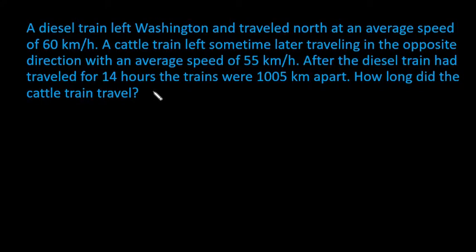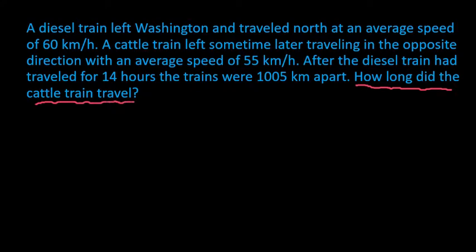A cattle train left sometime later, traveling in the opposite direction with an average speed of 55 kilometers per hour. After the diesel train had traveled for 14 hours, the trains were 1,005 kilometers apart, and we want to know how long the cattle train traveled. So that is our unknown information right now.